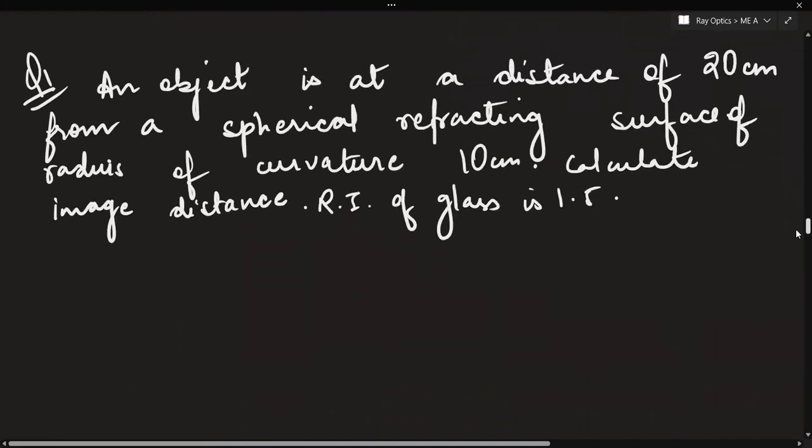So this says an object is at a distance of 20 centimeters from a spherical refracting surface of radius of curvature 10 centimeters. You have to find out the image distance, and the refractive index of glass is given as 1.5. It's the same thing as the way we had seen the derivation. I hope you all have revised. Any doubts you have, please let me know.